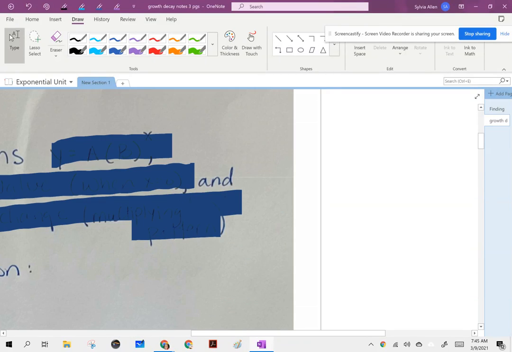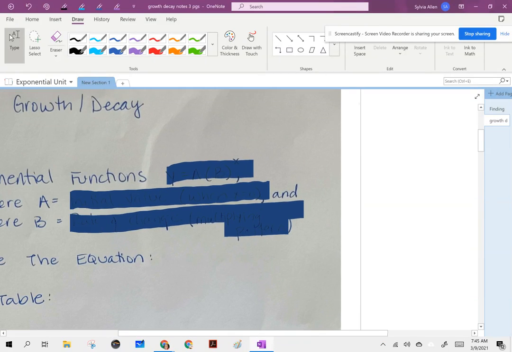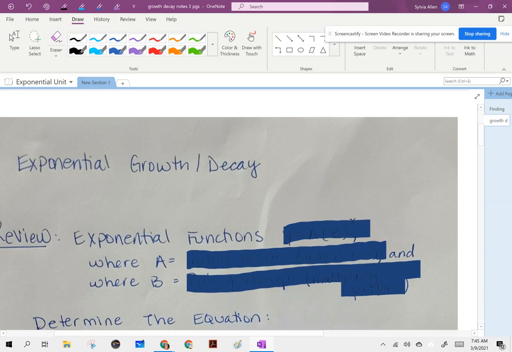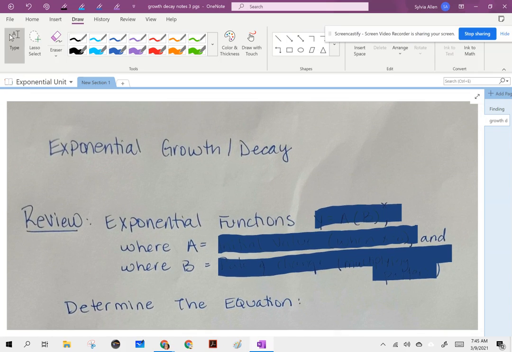All right, so we're going to start discussing our exponential growth and decay. So if you could copy this down in your notes, and then at the end of the note-taking process, you're going to upload a PDF of your completed notes. So we're going to talk about exponential growth and decay.